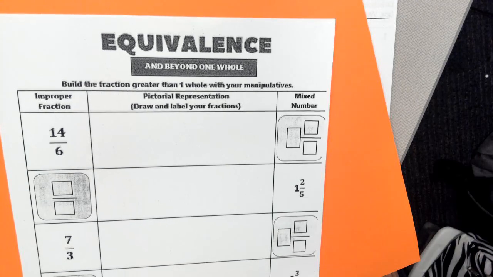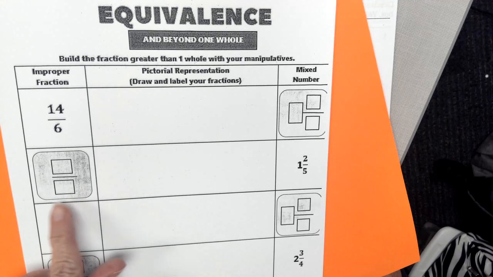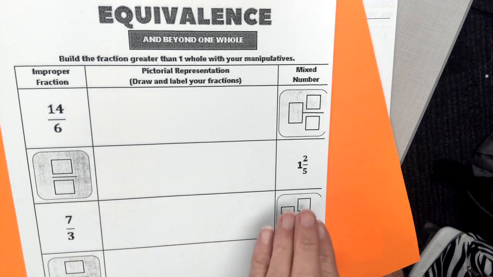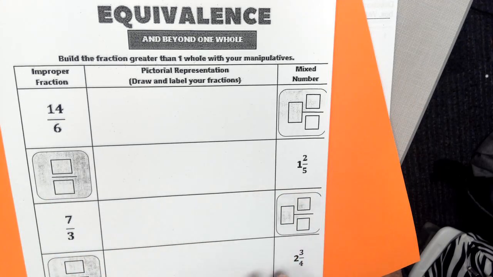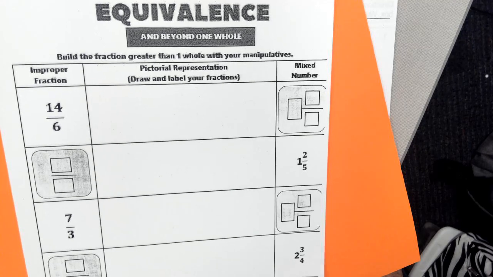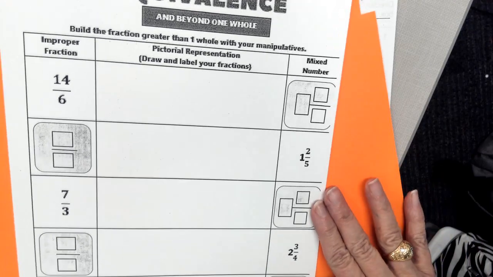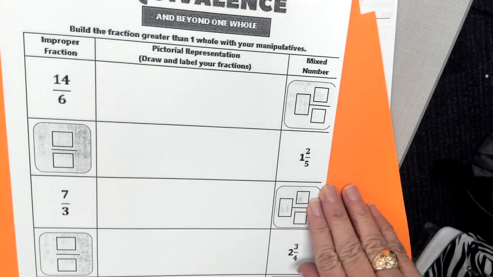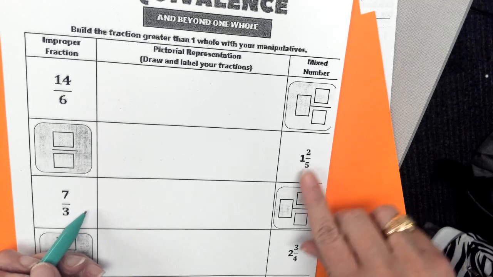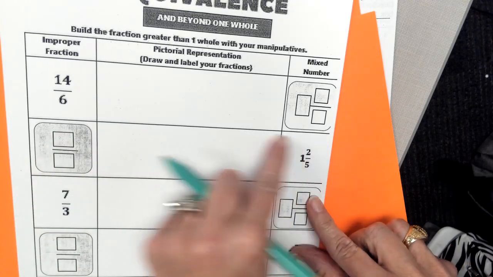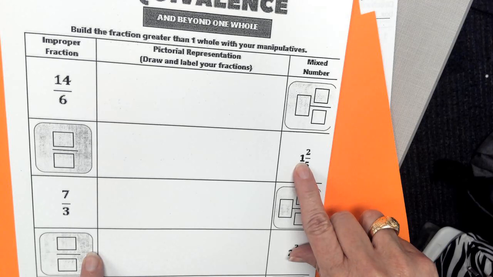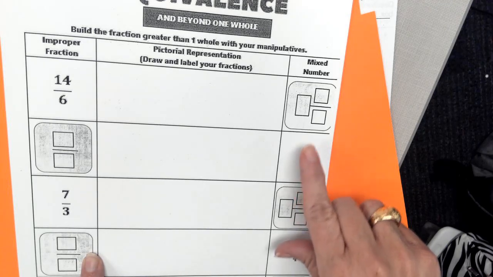So what I have decided is that we are going to look at all of our mixed number information first. So with your pencil, look at the second row, make sure you're in the right place, the one that says 1 2/5.